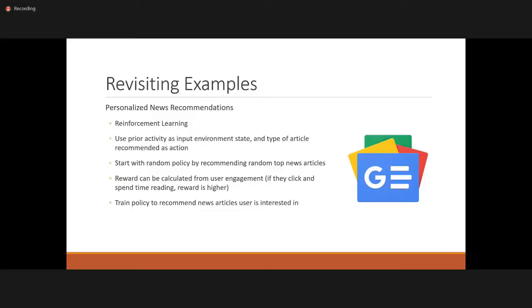We know that you can use prior activity as an input to an environment state. If a user is engaging with a certain news article, you can provide that as a positive reward. So we can essentially start with a random policy. Say a user downloads the new Google News app initially. When it starts off, they'll most likely have random news articles that are just in the top news for that day suggested to them. You start off with that kind of random news cycle. But as the user clicks on certain news articles, you can check which kinds of articles the user is clicking on and reward the algorithm with positive rewards for those kinds of news articles. By calculating this reward through user engagement, you can essentially train this reinforcement learning policy to identify new news articles that each user might be interested in.